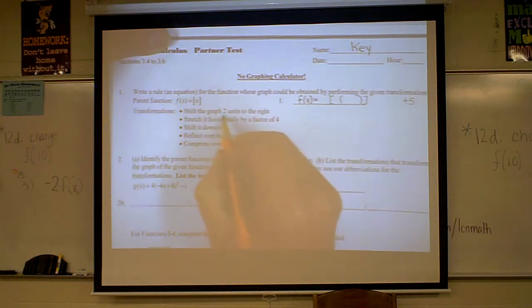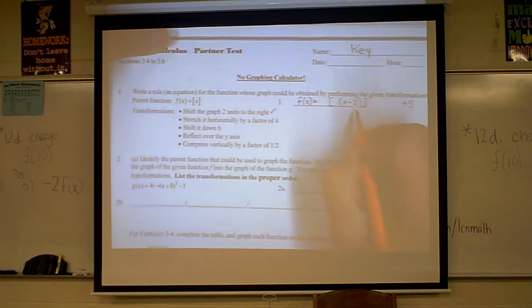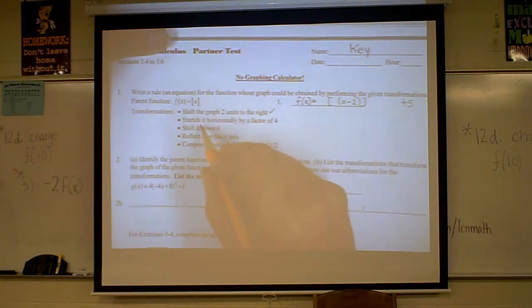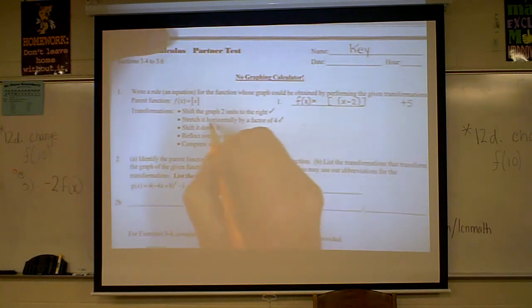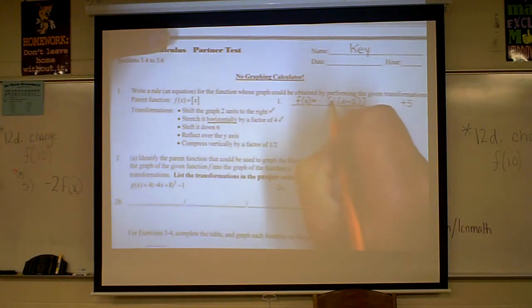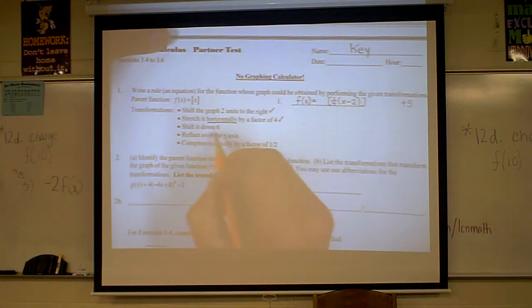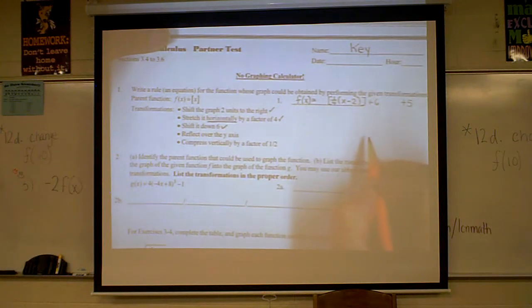A shift of the graph 2 units to the right is going to be x minus 2. This is always the opposite of this number. The next step is to stretch this graph horizontally by a factor of 4. Horizontally, this number goes inside. This is the coefficient that goes with x. But since you want to pull it out, you flip this number, so it is going to be 1/4, not 4. You want to shift this graph down 6. This is the number that moves it up and down, so plus 6.